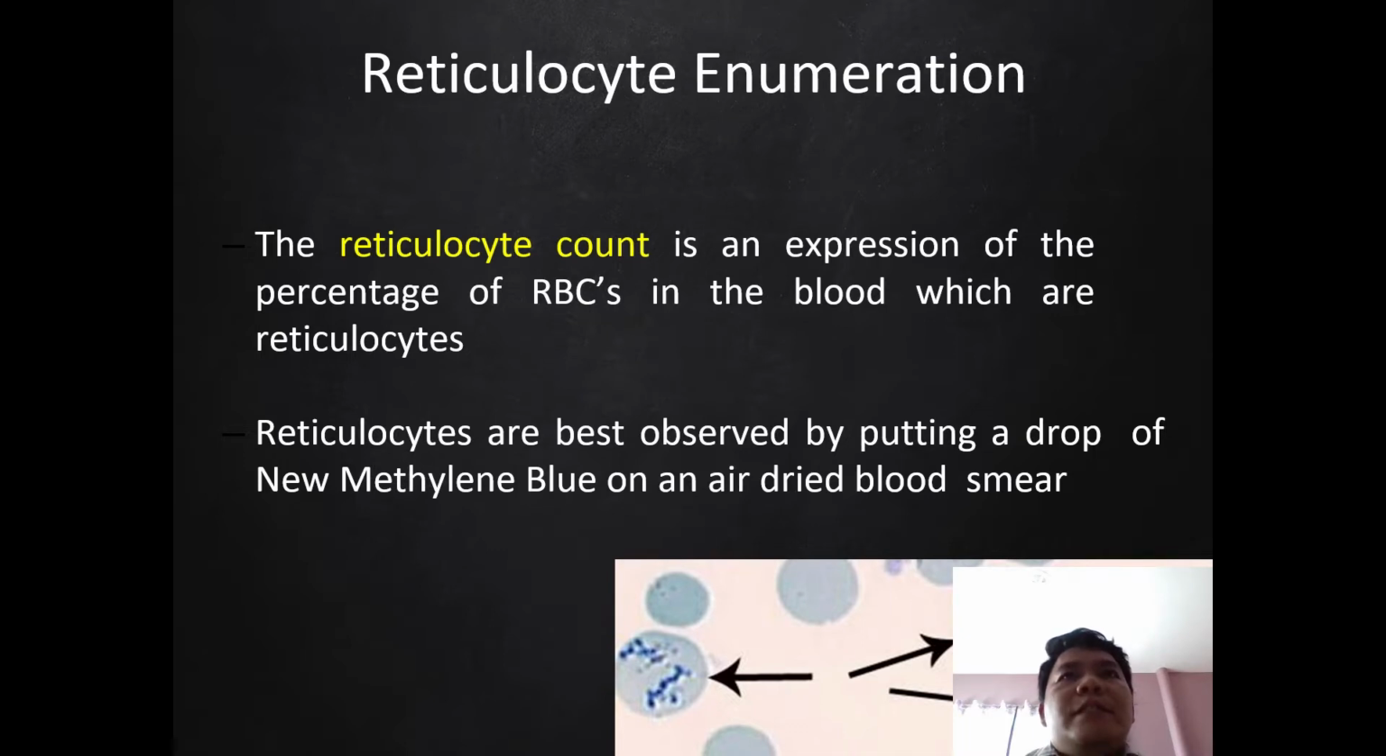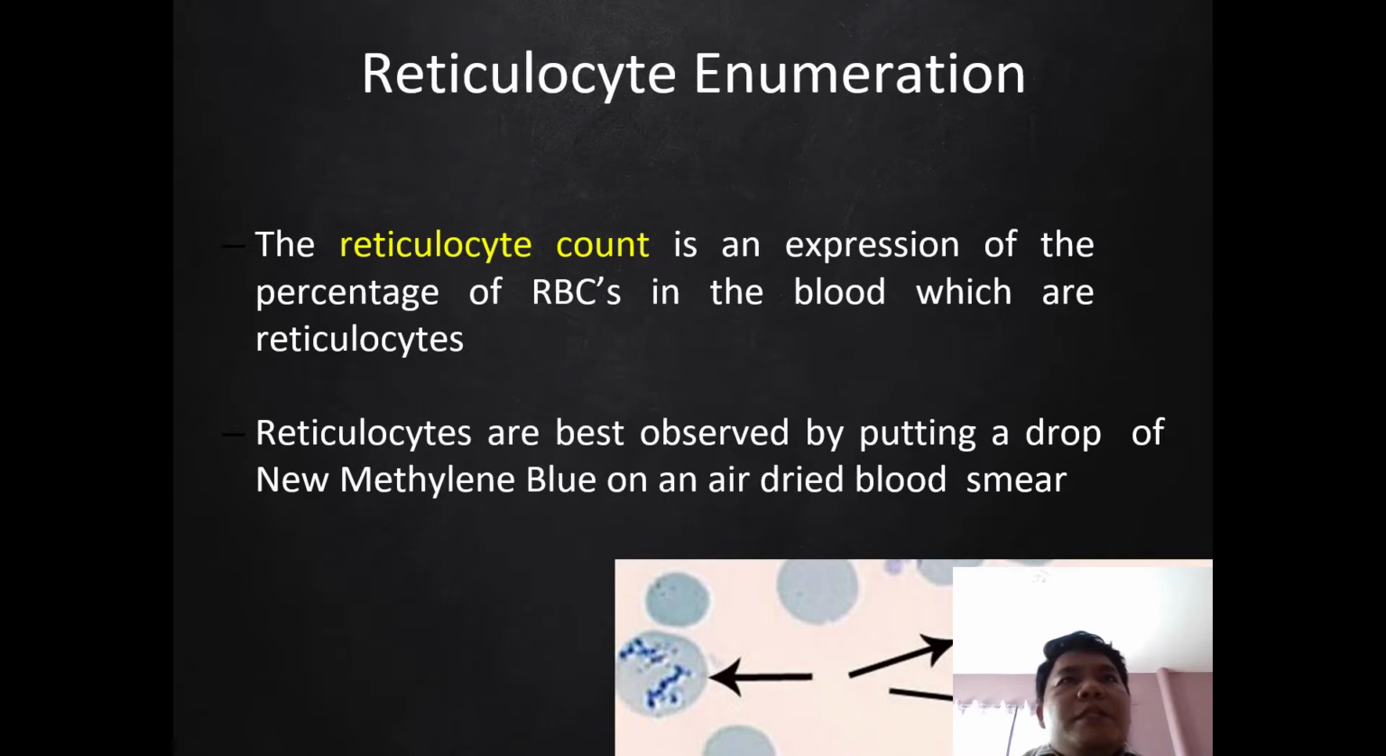So the reticulocyte count is an expression of the percentage of red blood cells in the blood which are reticulocytes. Reticulocytes are non-nucleated immature erythrocytes with stainable cytoplasmic RNA. As you can see in the lower right picture at the bottom, there is a circular figure, and there is stainable cytoplasmic RNA. So that is a sample of a reticulocyte.